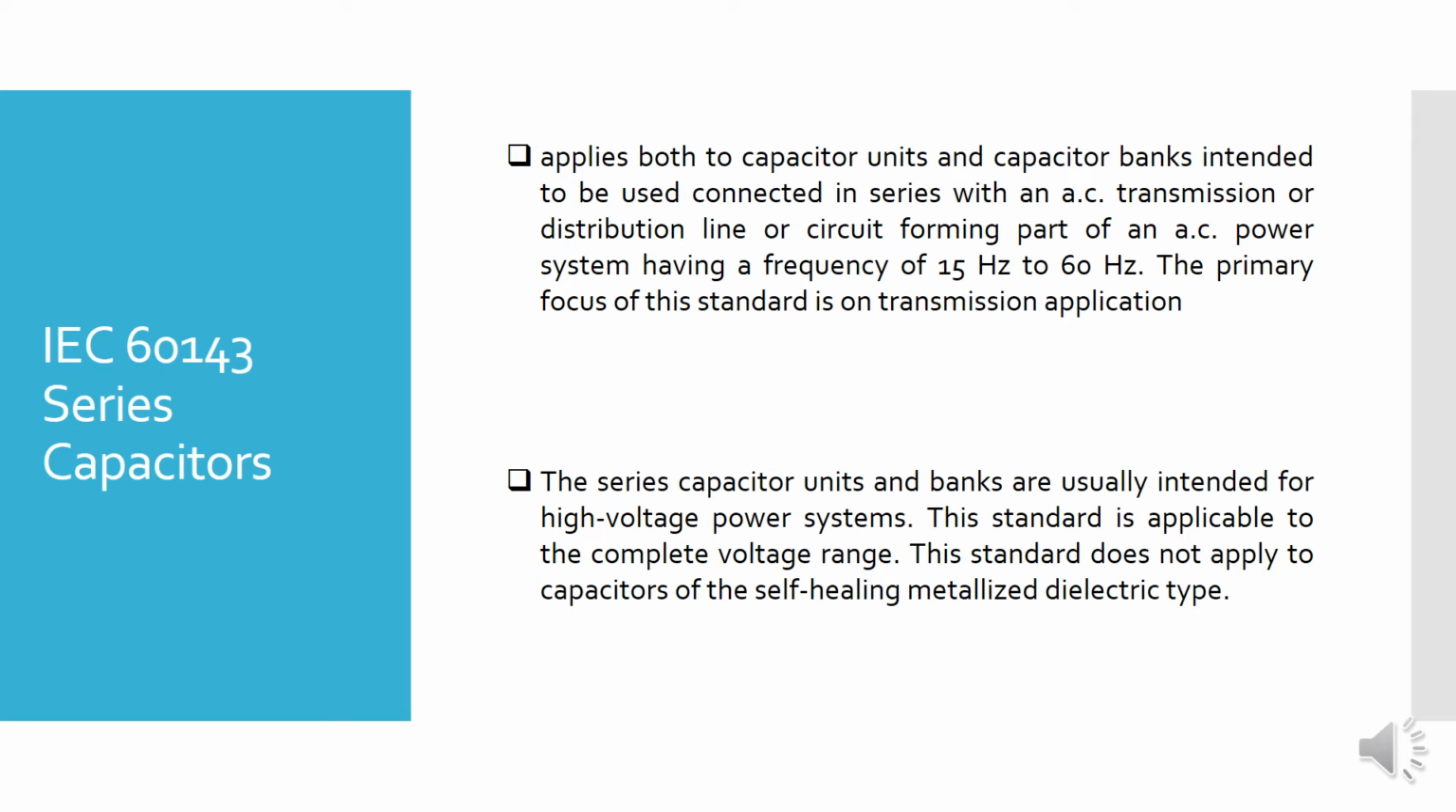Next common standard and code used in the electrical industry is IEC 60143, which is series capacitors. This code applies to both capacitor units and capacitor banks intended to be used connected in series with an AC transmission or distribution line or circuit forming part of an AC power system having a frequency of 15 Hz to 60 Hz.